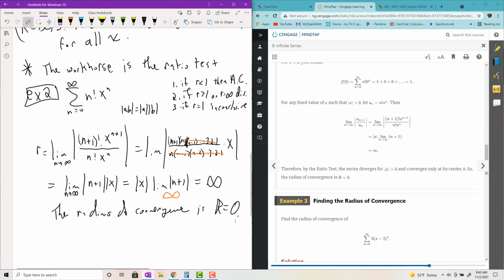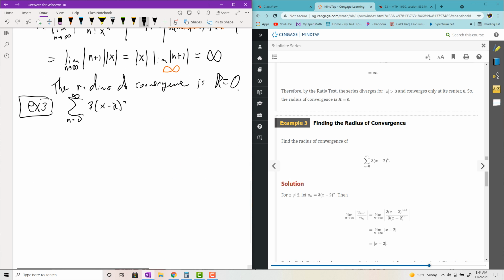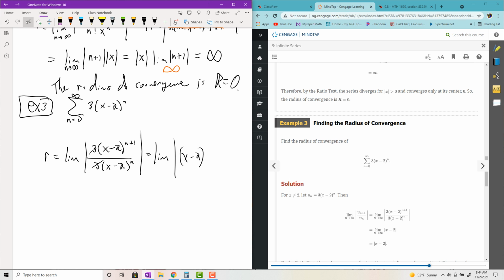Let's look at the next one. This is example 3. Again, we're finding the radius of convergence. I have the series 3 times (x minus 2) to the n from n equals 0 to infinity. And I go to my ratio test. So I have the limit of the absolute value of 3 times (x minus 2) to the n plus 1, all over 3 times (x minus 2) to the n. Rules of exponents, so you just subtract when you're doing a quotient there. So the 3's will cancel. I get (x minus 2) to the n plus 1 minus n, which will just be (x minus 2) to the 1.